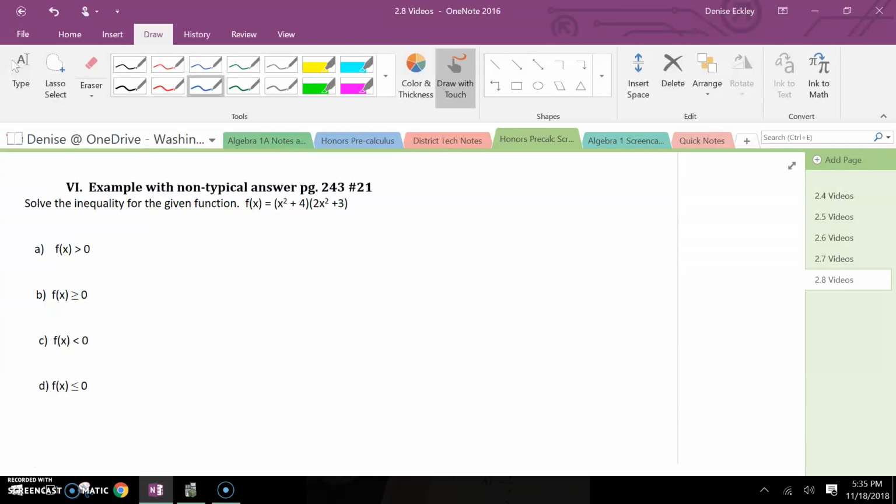The first thing we want to notice is, first of all, the x's in both of the parentheses are squared, so that means no matter what x we substitute, that will always give us a positive number. And then we are adding to both of those x squareds, so the number that is positive will be even more positive. So this example has no real zeros, and it is always positive.